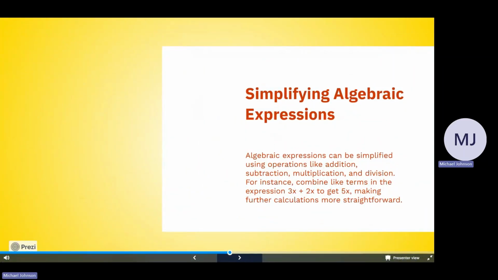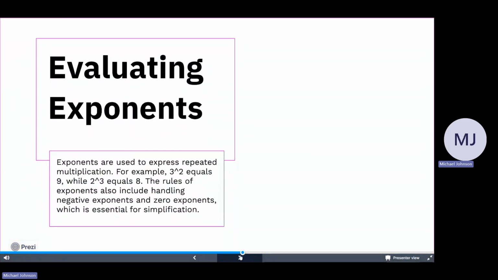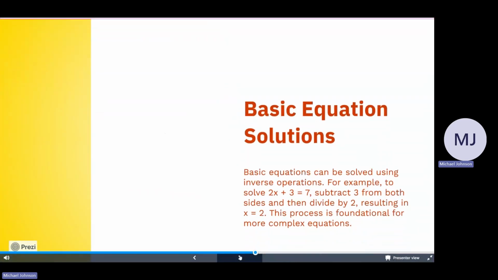Algebraic expressions can be simplified using operations like addition, subtraction, multiplication, and division. For instance, combine like terms in the expression 3x + 2x to get 5x, making further calculation more straightforward. Exponents are used to express repeated multiplication. For example, 3 squared equals 9, while 2 cubed equals 8. The rules of exponents also include handling negative exponents and zero exponents, which is essential for simplification.